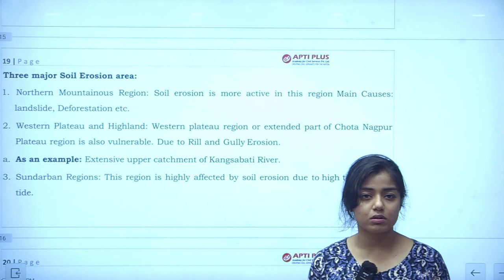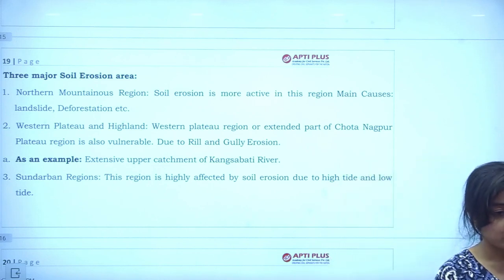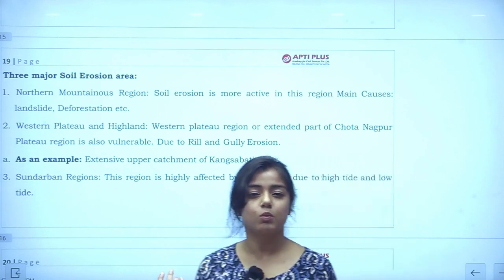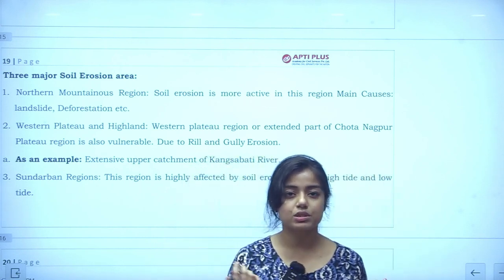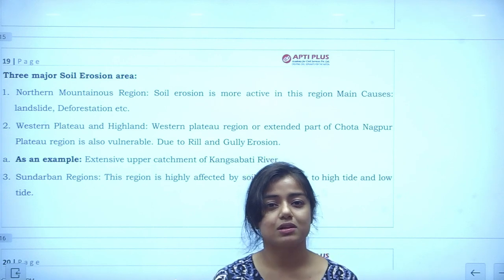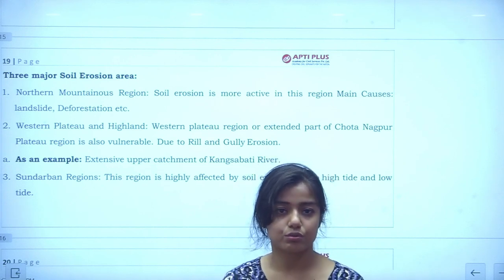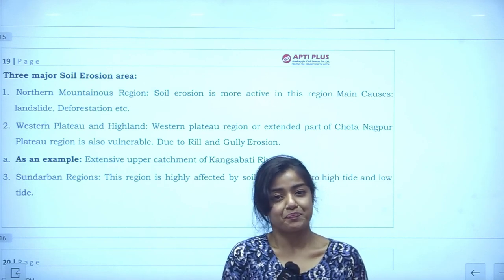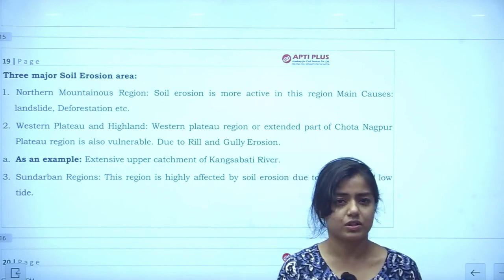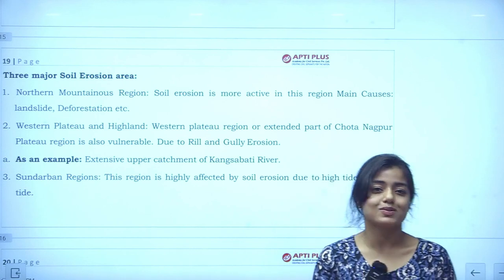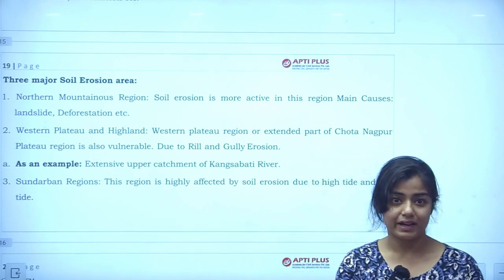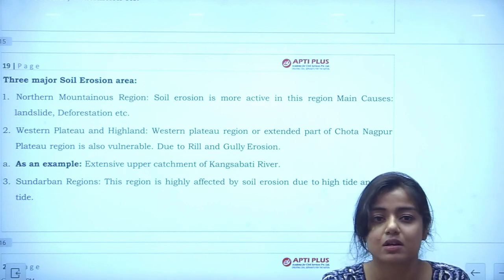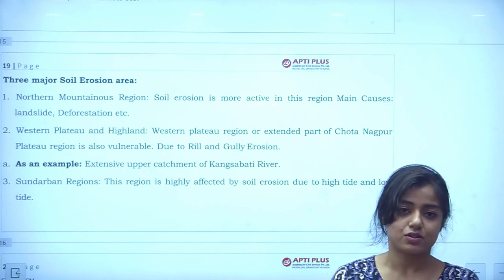As we know, what is soil erosion? The topsoil is the most fertile part of the soil. When the topsoil starts degrading or is washed off, it loses all its nutrients that are important for plants to grow. When that is washed off or degraded, that is known as soil erosion. The main causes of soil erosion are high runoff and deforestation.